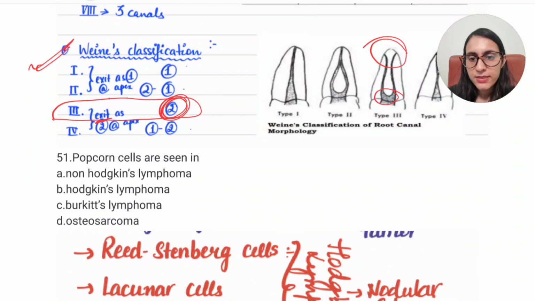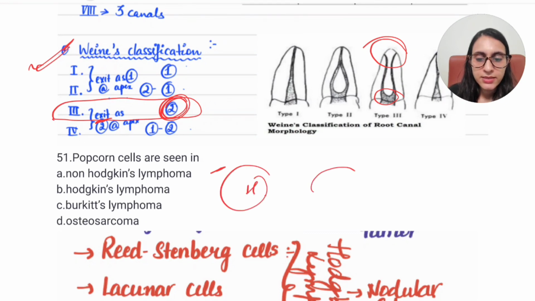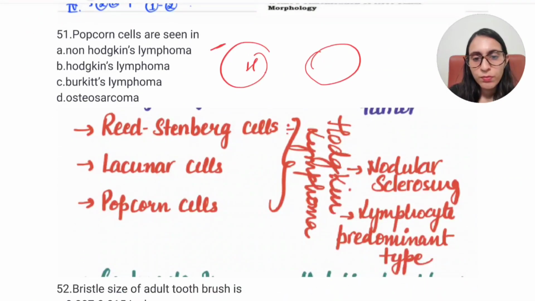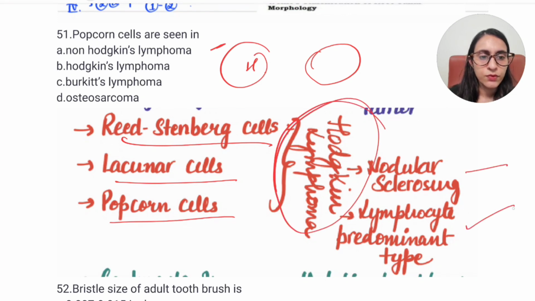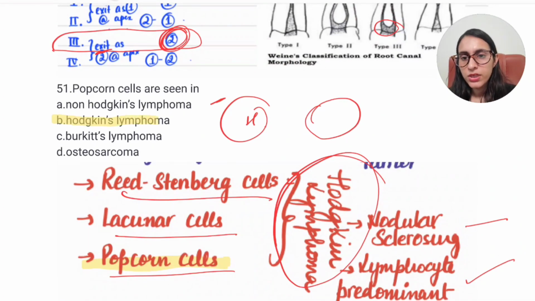Popcorn cells. These popcorn cells are seen in Hodgkin lymphoma. They are the characteristic feature of Hodgkin lymphoma, large, multinucleated cells with a distinctive appearance under the microscope. The Reed-Sternberg cell, lacunar cells and popcorn cells are all cells seen in Hodgkin lymphoma. Nodular sclerosing and lymphocyte predominant are the types of Hodgkin lymphoma in which we see the popcorn cells. So popcorn cells are seen in Hodgkin lymphoma.